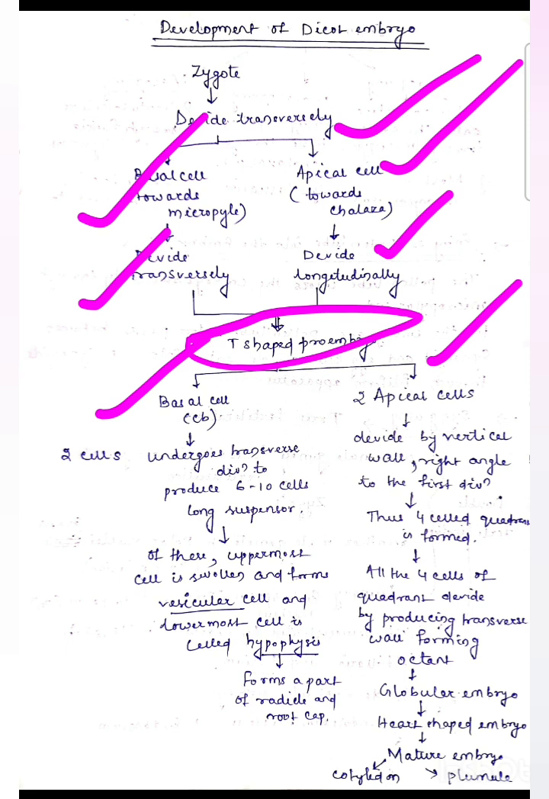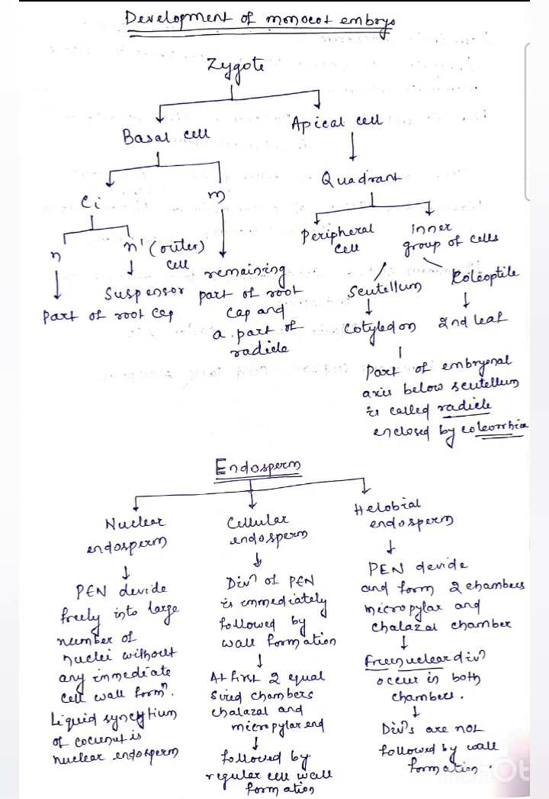The apical cell divides to form a globular embryo, then a heart-shaped embryo, then a mature embryo that has cotyledon and plumule, and from the plumule the whole shoot system is developed. So from the radicle, root is developed, and from the plumule, shoot is developed.